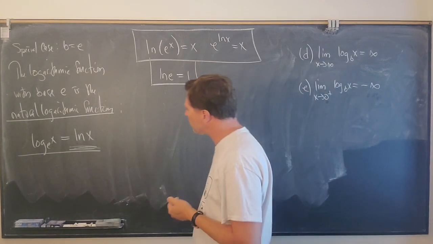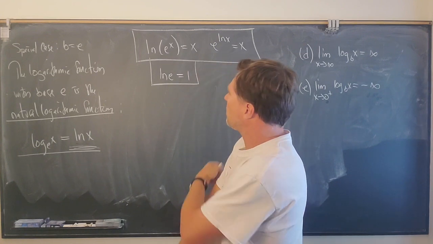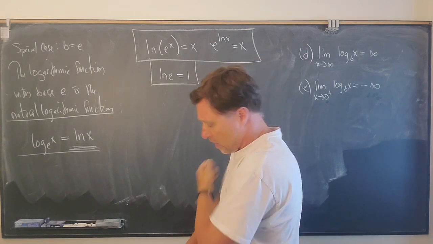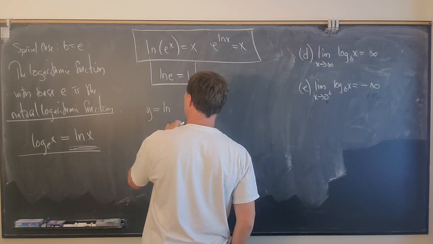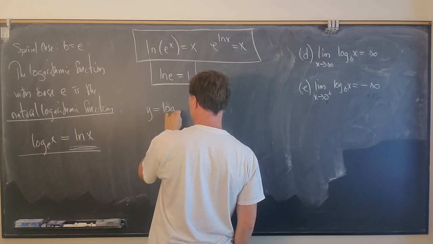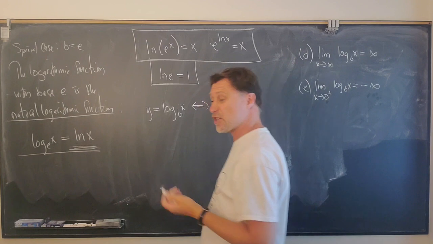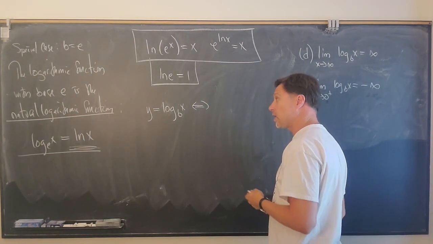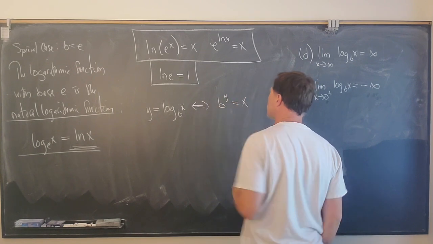Now, when it comes to calculus, or really in all of math, everything can be phrased in terms of the natural log of x. So let's see how that goes. y equals log base b of x if and only if... So here's the connection between the log function and the exponential function. This is if and only if b to the y equals x.